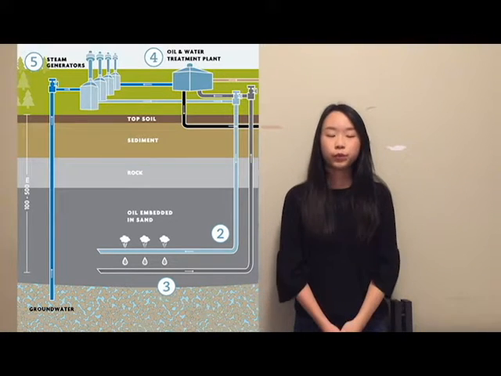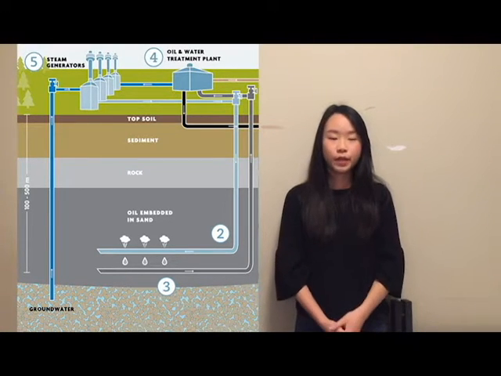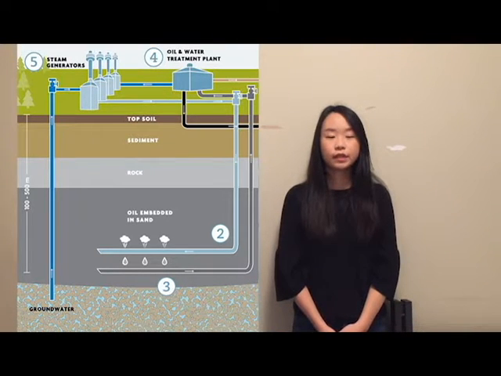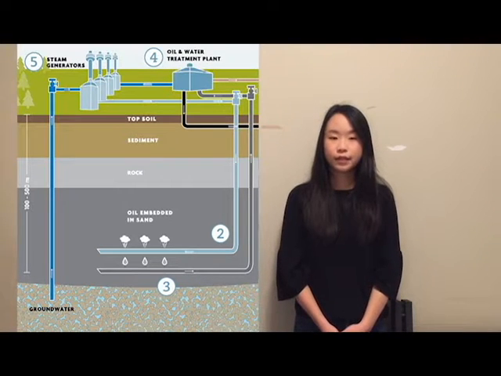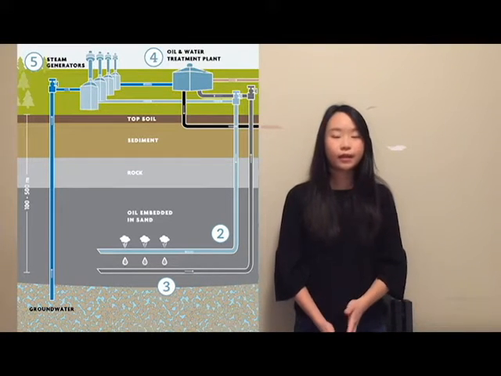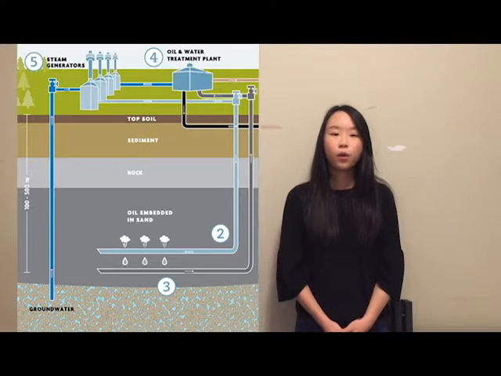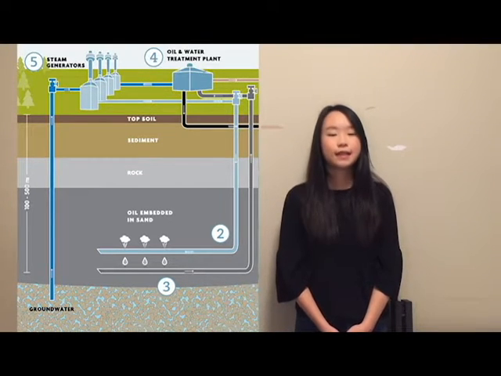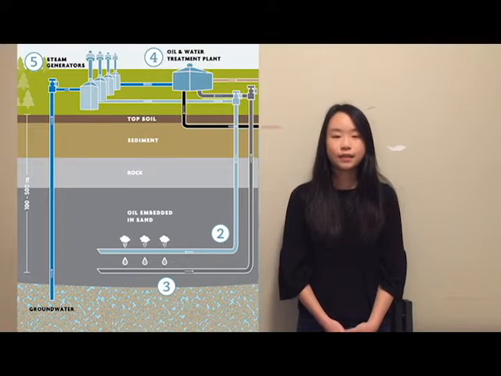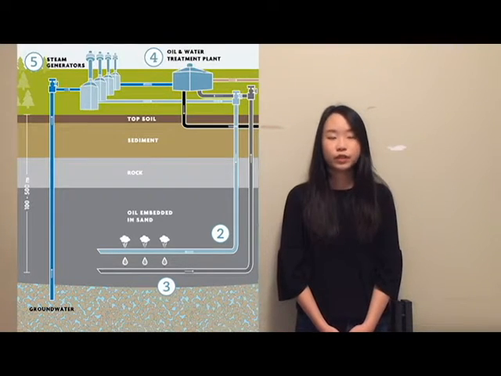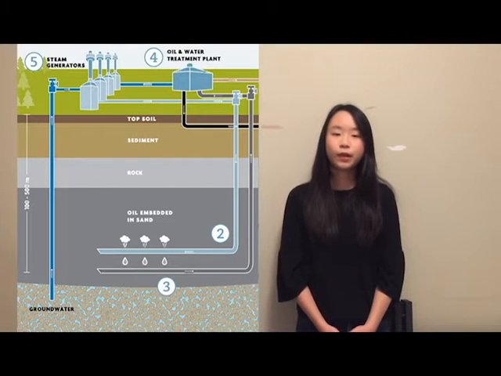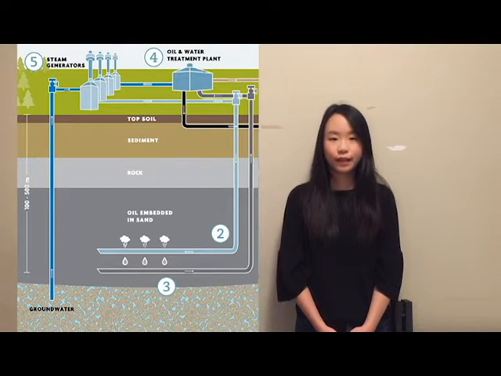Now, within the oil and water treatment plant as labeled in the picture, the water is separated from the oil. The water is treated and reused and sent back to steam generators in order to make new steam, which is colored dark gray in the picture. Meanwhile, oil is transported to refineries to make finished products such as gasoline, jet fuel, and diesel, as well as transforming into materials that are used as building blocks for products that we use and rely on every day.